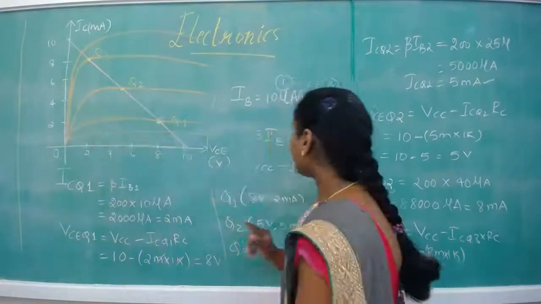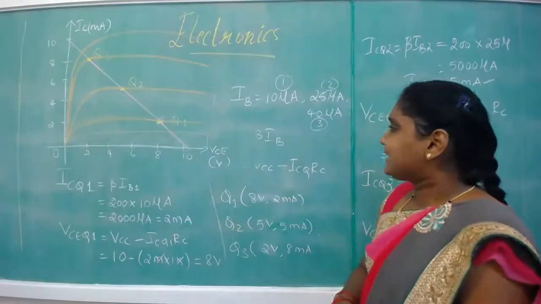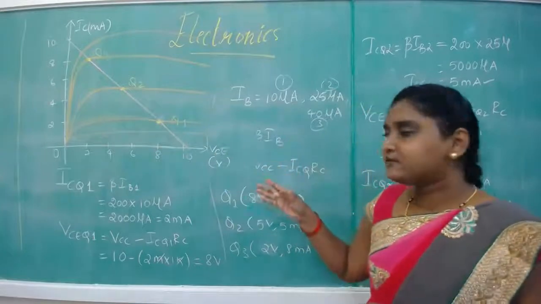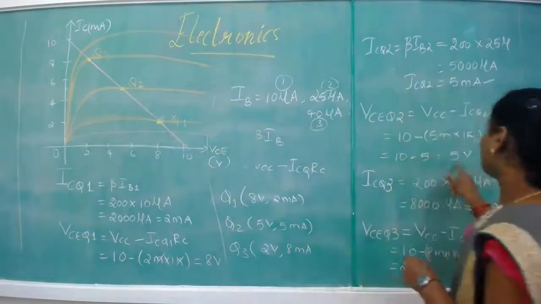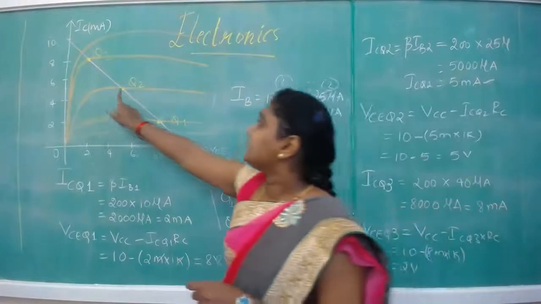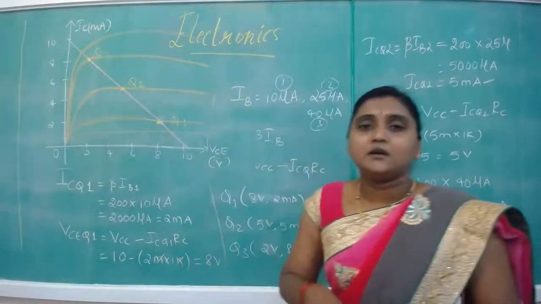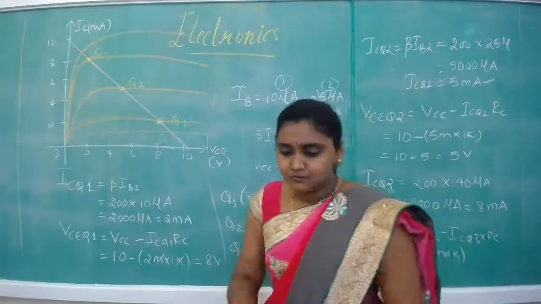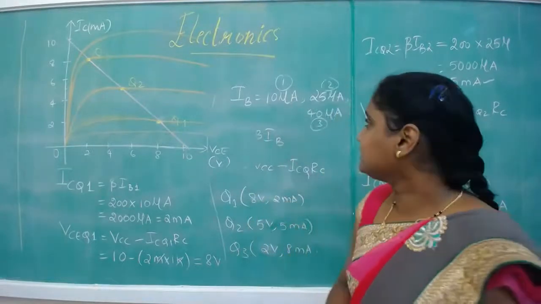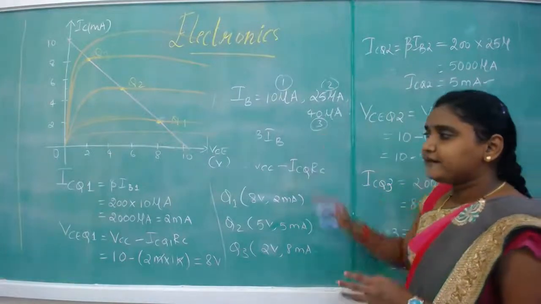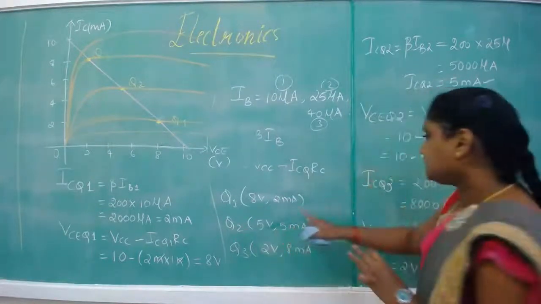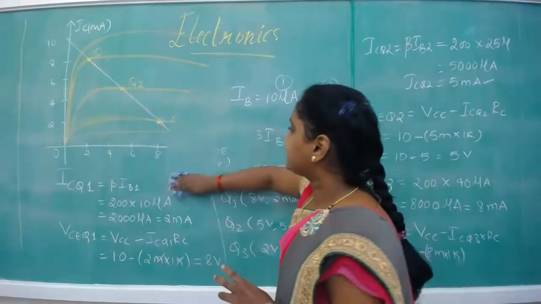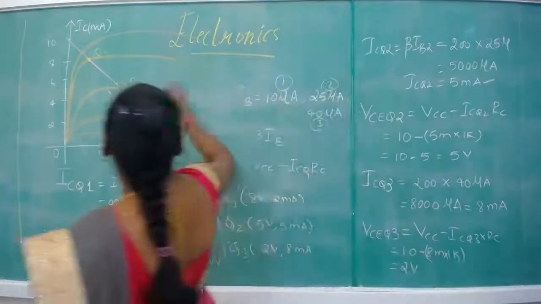That is also what I have told in the previous class, that if we want the Q point to be at the middle, the VCE value has to be half the VCC. That means 5 volts, right? This one. So that is the best suitable Q point for the purpose of transistor as an amplifier. So this is the problem that I have taken for the different values of IB, finding 3 different coordinates for the Q points, Q1, Q2, Q3, plotting them on the graph, output characteristics of a transistor.